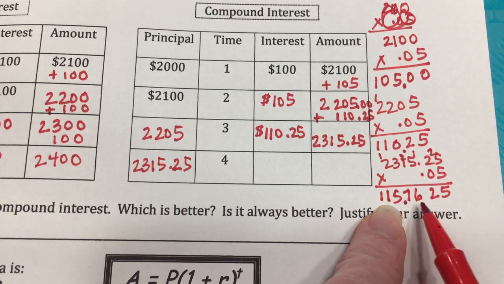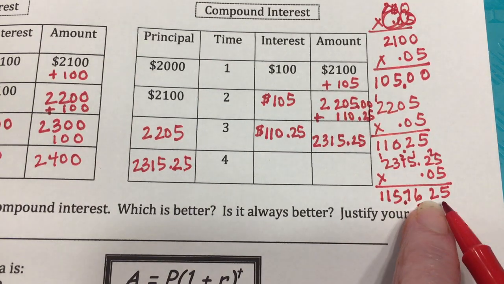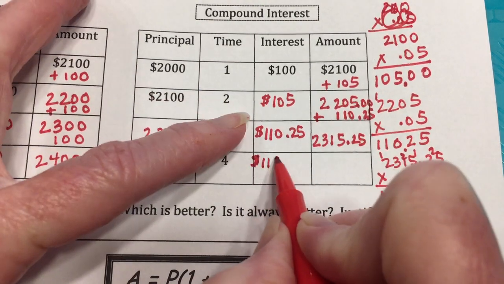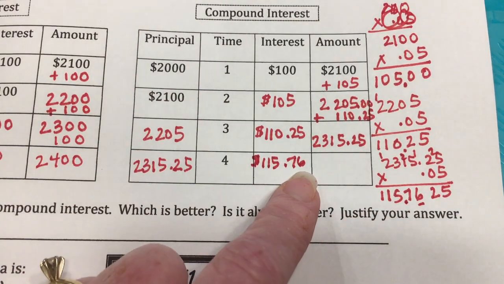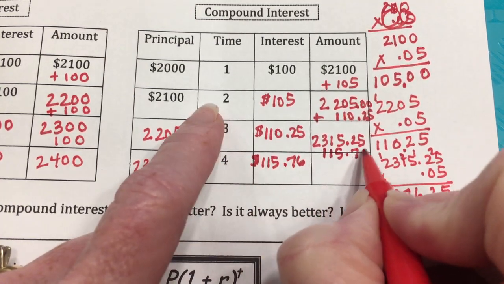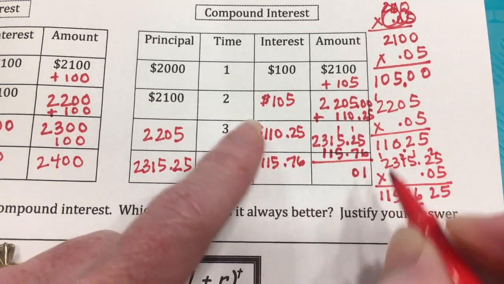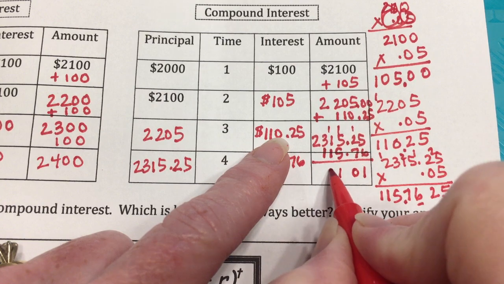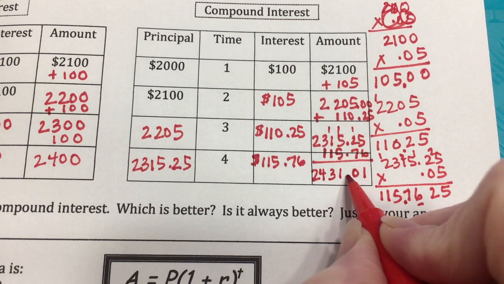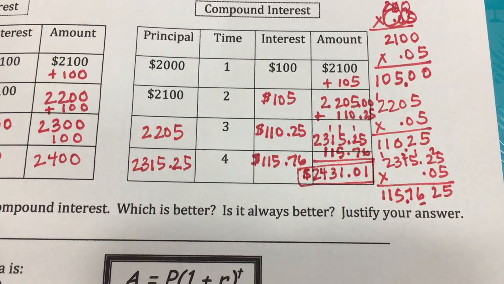All right, and because this is money, I can't use all of these decimal places here. So I'm going to round to the nearest cent. So since the 2 is not 5 or bigger, this is just going to be $115.76. All right, and then I add that to what I had before. So that gives me 11, 10, 11, 3, 4, $2,431.01. So then this is the amount after 4 years.